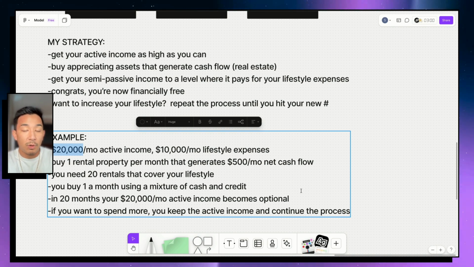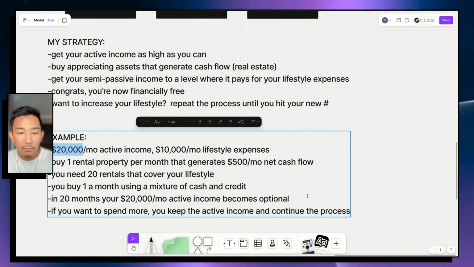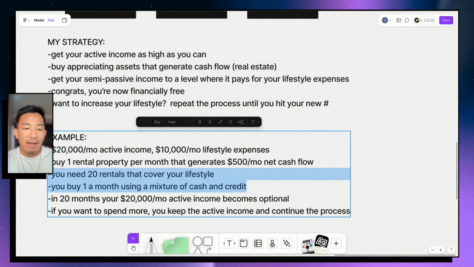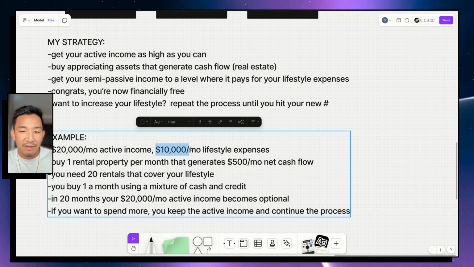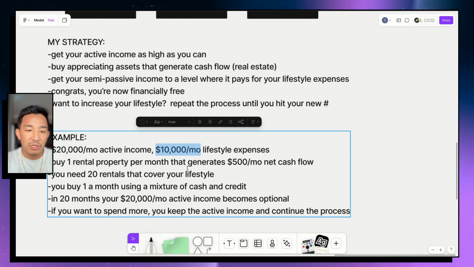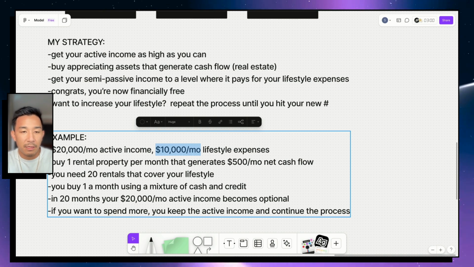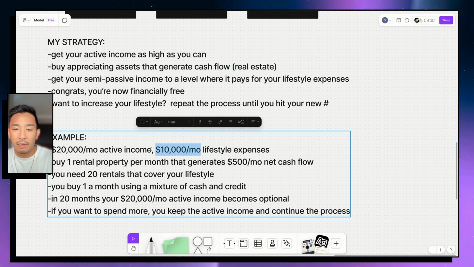In 20 months, if you are in this scenario and you want to become financially free, your $20,000 a month active income becomes optional, because if you follow this plan, then you'll have 20 rentals that pay for this lifestyle expense. So relatively quickly, right? In less than 2 years, you can become financially free if you follow a simple plan like this. And you really don't even have to start a business if you have a high-paying job. So in 20 months, your $20,000 a month active income becomes optional, unless you want to spend more money, right?